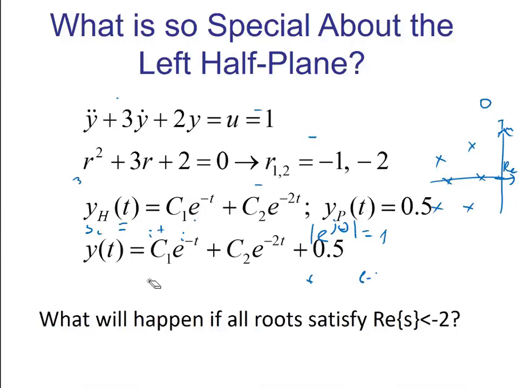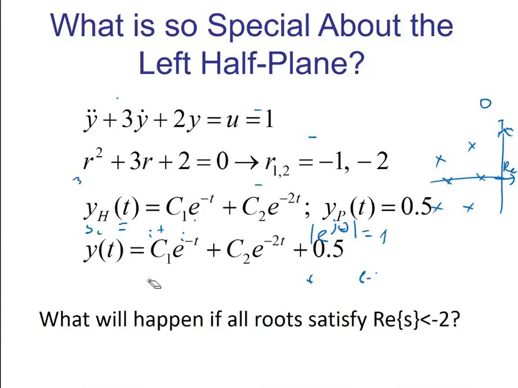So the real part is smaller than minus 2, minus whatever. What else can you say about that system? What will happen? It's e to the minus 2t or minus 5t or minus 20t. It will converge faster. What does it mean with regard to the system? It's more responsive. It's generally faster. So the response is faster.